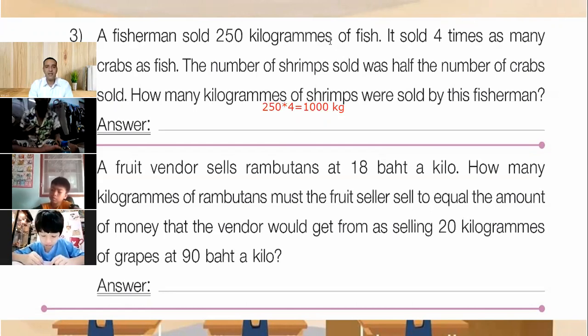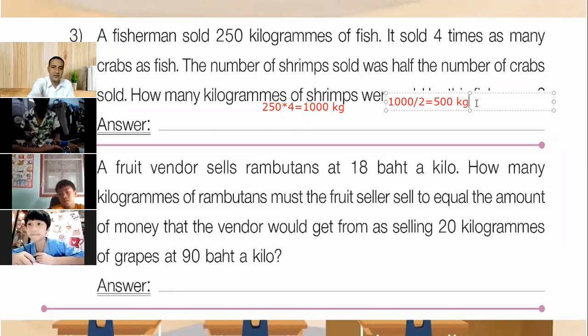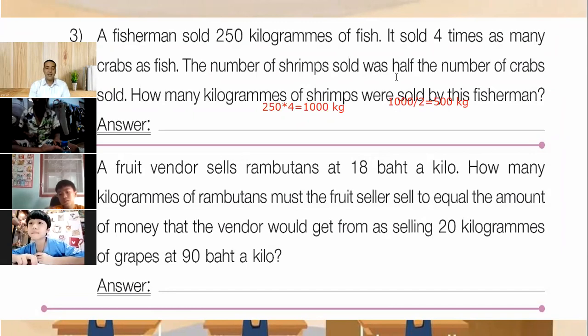Now what we have to find here? We have to find the number of shrimps sold, which was half of the number of crabs. So we have the number of crabs, how much is that? That is 1000, okay? So 1000 divided by 2 is equal to 500, okay? So 500 kg is the amount of shrimp they sell. So the answer is 500 kg of shrimp were sold.